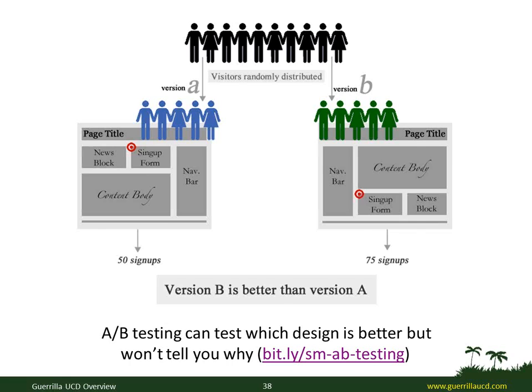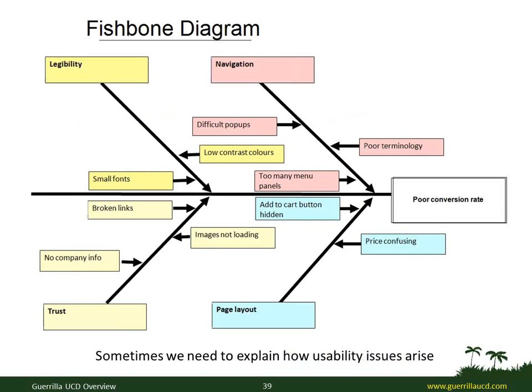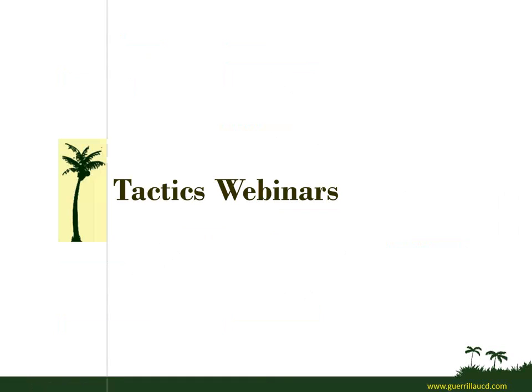for the detail. Also, in some cases, especially if you're working with a team with low UX maturity, you might need to express things in a way that they're perhaps more accustomed to. So this is something called a fishbone diagram or an Ishikawa diagram from quality assurance circles, and it's a way of explaining how errors occur. So poor conversion rate here is the net result, and the legibility, navigation, trust, and page layout are all contributors there.